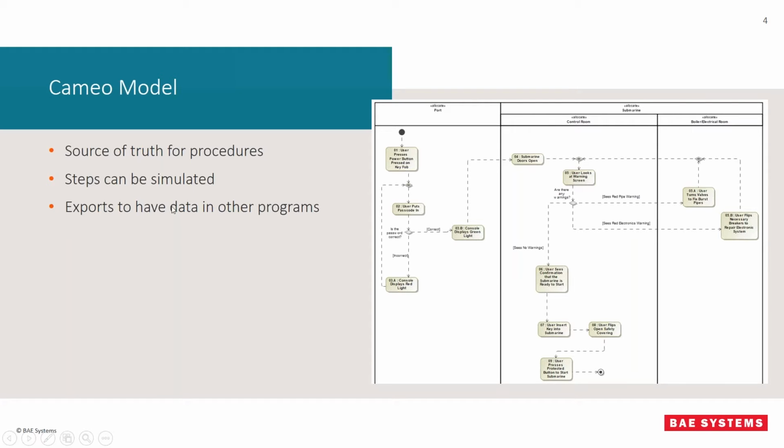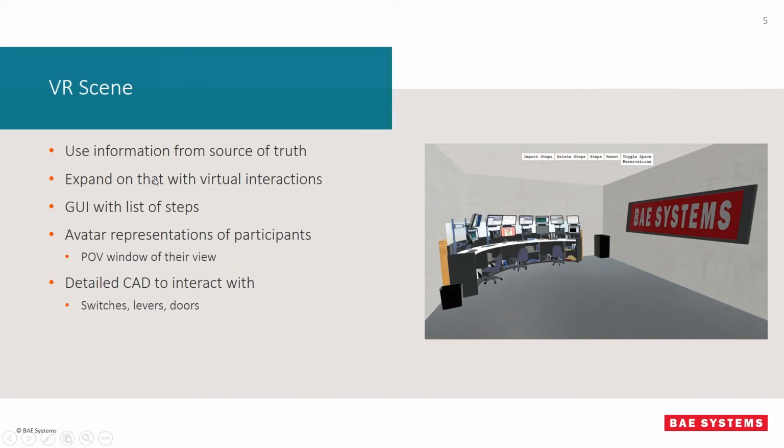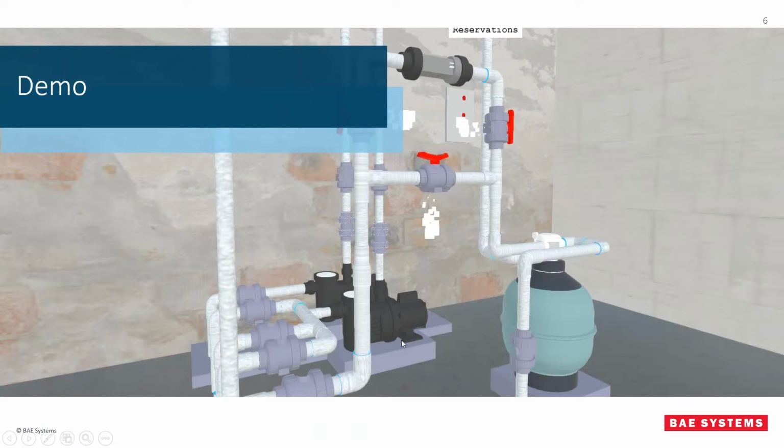Then we're able to export this data into Visionary Render so that we have our single source of truth for all of the information for a procedure. Then we can bring that into our VR scene. We can use that information from Cameo or from a paper document, really however it needs to be set up. We can expand on that with the virtual interactions we've seen, list things in different GUIs, and have that detailed CAD that we've seen in a couple of other demos. So that's a little bit of the background of what we're trying to do.